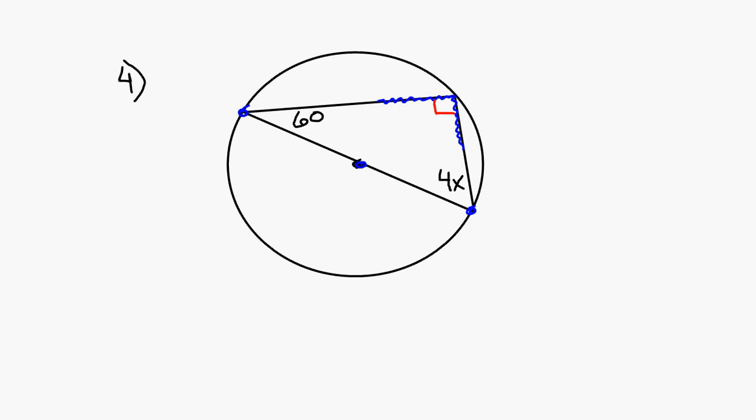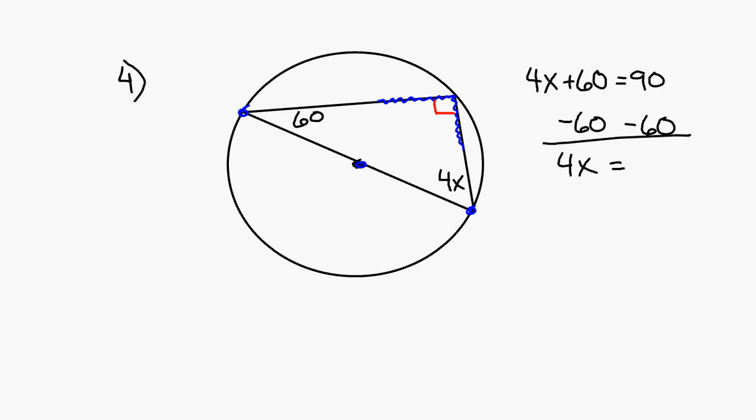If the blue angle is a 90-degree angle, then it's a right triangle. And the acute angles in a right triangle add up to 90 degrees. So your math in this problem is 4x plus 60 equals 90. So you can subtract 60. Your 4x equals 30. You can divide by 4. And your x is equal to 7.5.